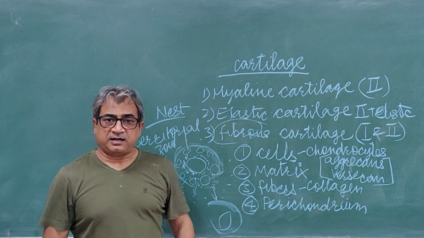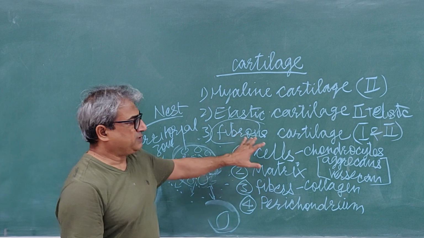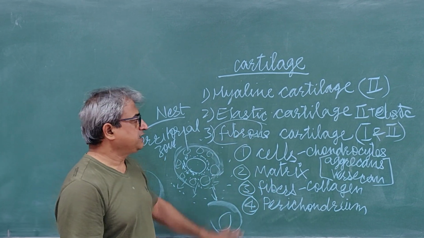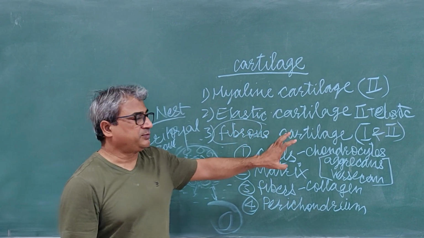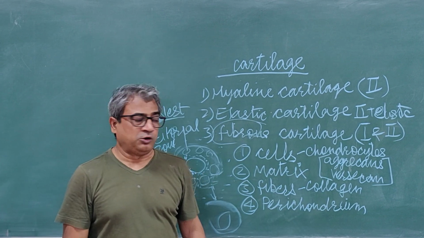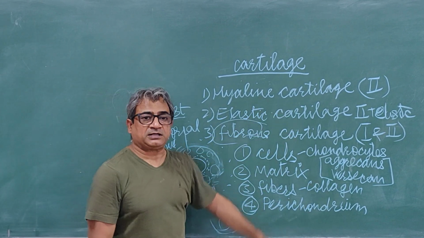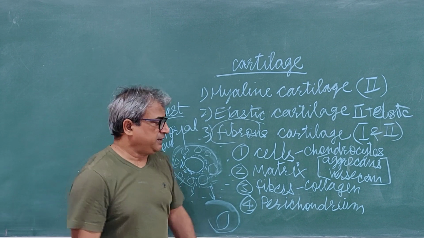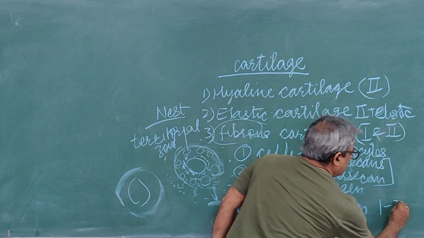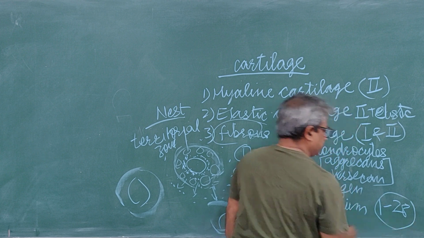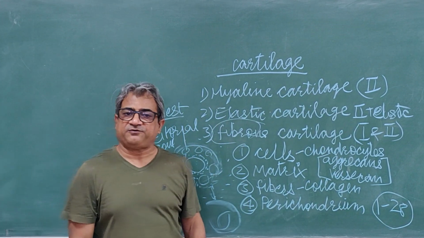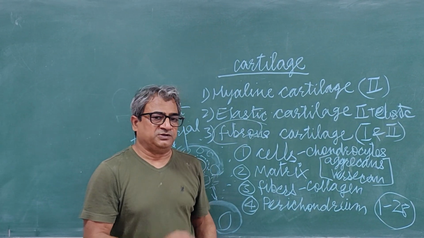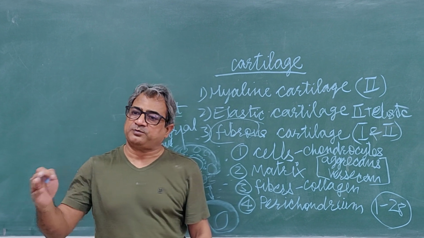In hyaline there is type 2 collagen. In fibrous, type 1 and type 2. In elastic, along with type 2, there are elastic fibers also. And you may wonder what the types of collagen are. In fact, there are about 28 different kinds of collagen fibers, which have been named 1, 2, 3, 4 up to 28.